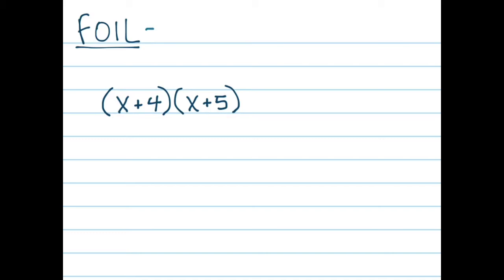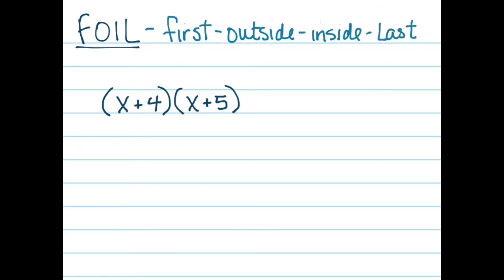So FOIL is really an acronym. An acronym just means the first letter of each word makes another word. So the F in this acronym stands for first. The O stands for outside. The I stands for inside. And the L stands for last. And that's going to tell me the way that I'm supposed to multiply each of these terms together.